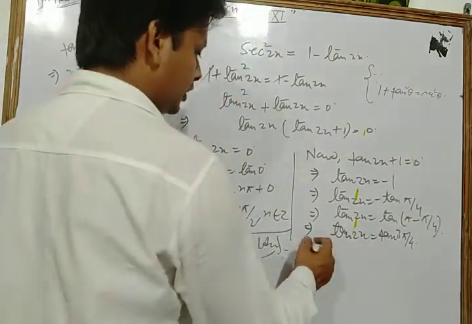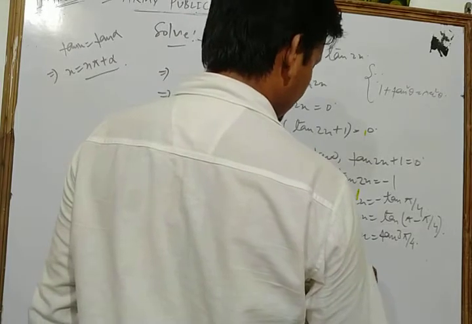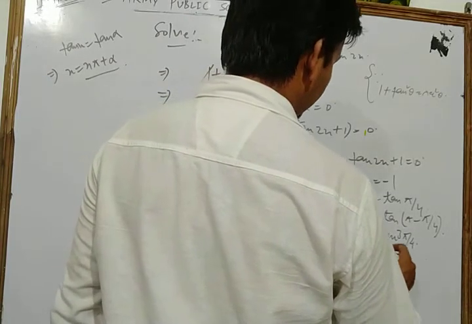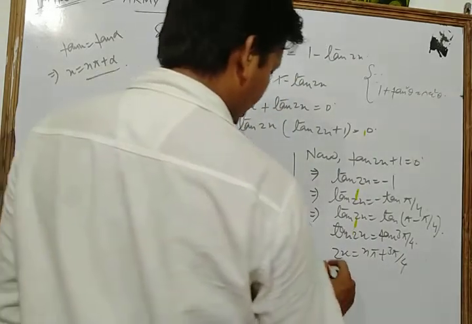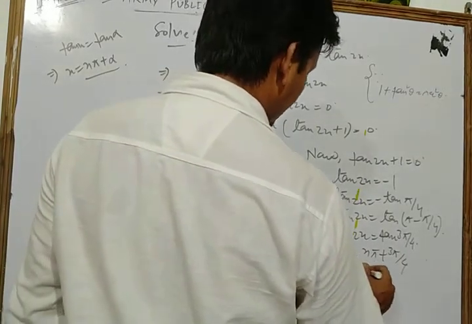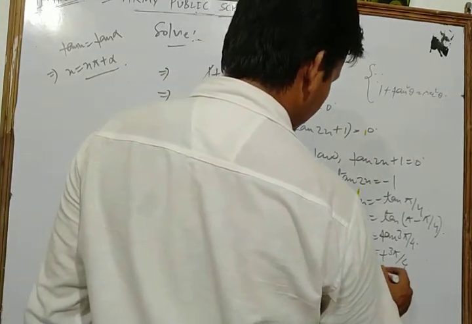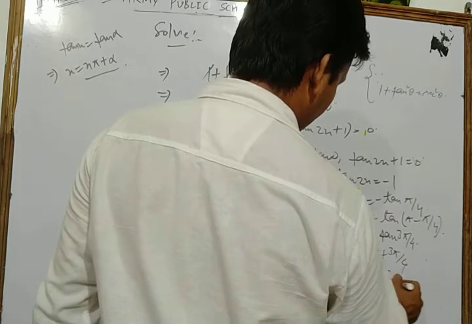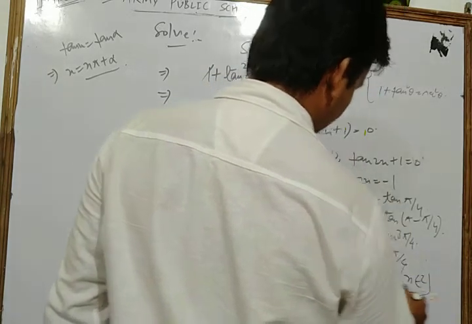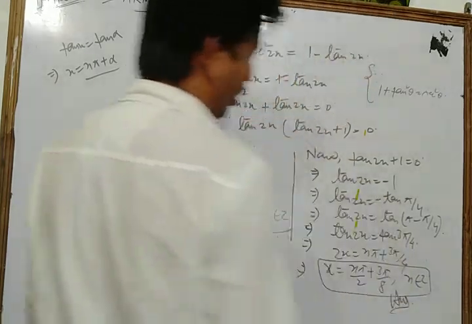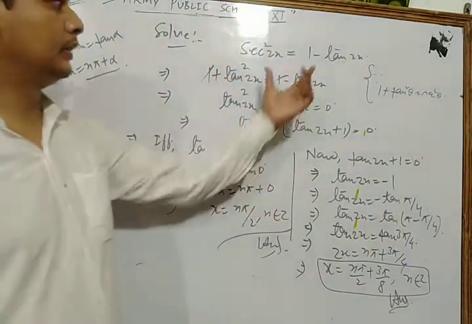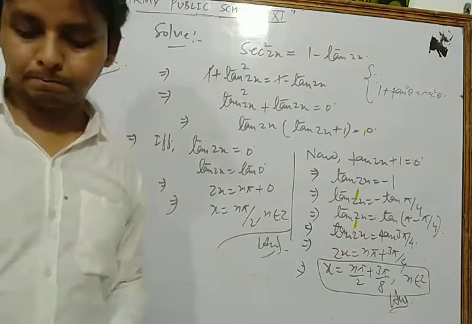So we have the general solution of that portion: 2x is equal to n pi plus alpha, meaning 3 pi by 4. Now the value of x will be n pi by 2 plus 3 pi by 8. Here n belongs to Z. So this is the other answer of that equation.